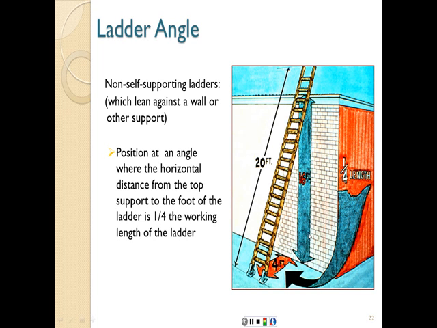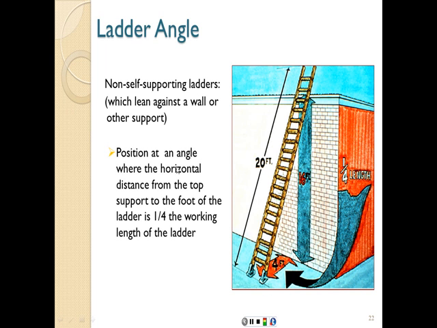For the ladder angle, for the installation of the ladder itself, non-self-supporting ladders which lean against a wall or other support, so it's not supported, it's not secured by a tie or something else, must be sloped at a 1:4. Basically, 4 rise over 1 run.